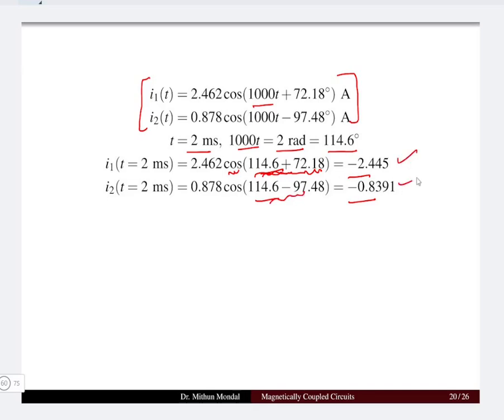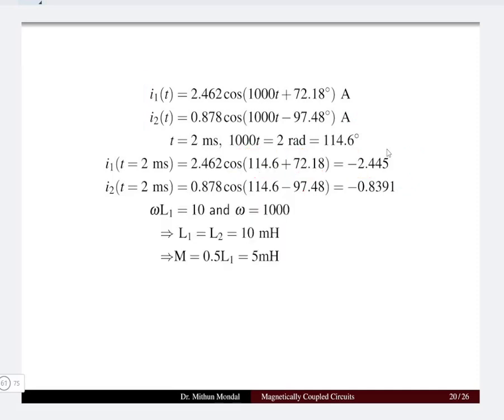So we will obtain the currents I1 and I2 at time t equal to 2 millisecond, and then using the concept of omega L1, which is 10 ohms, and omega is 1000, we can obtain the values of L1 and L2 separately, which is 10 millihenry, and mutual inductance is 0.5 L1, which is 5 millihenry.